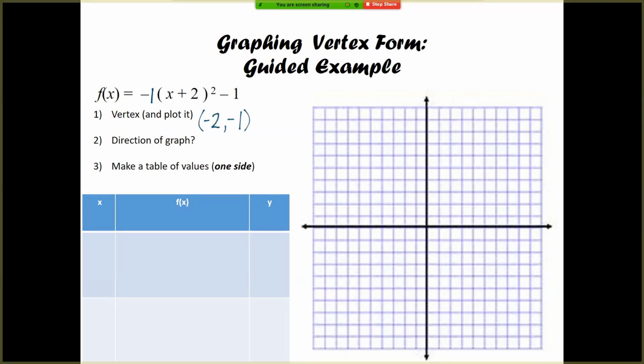So then positive 2 on the inside of my parentheses, when I bring it out for my vertex, changes signs. The number out at the end just gets brought down.